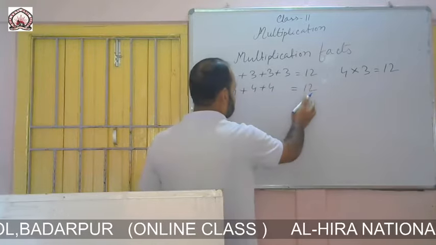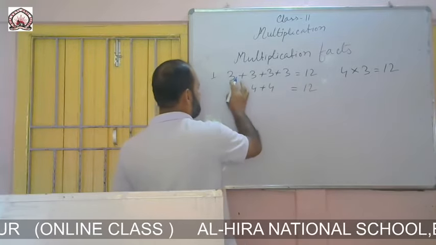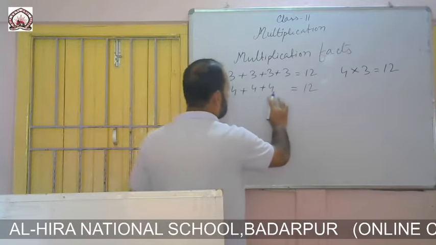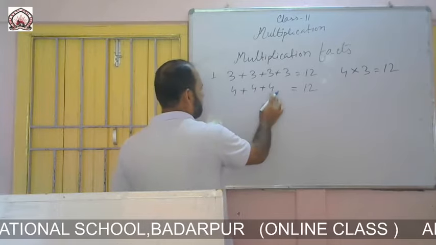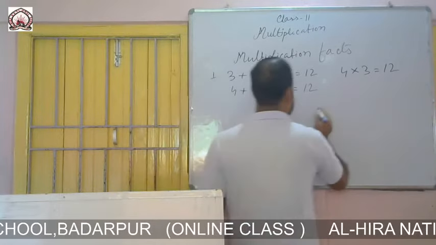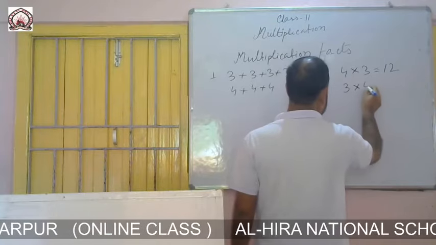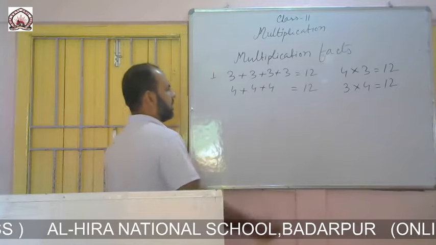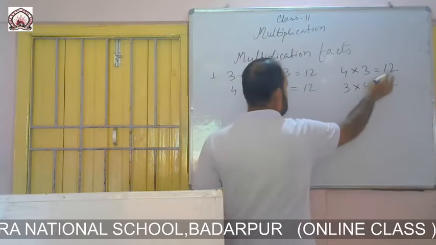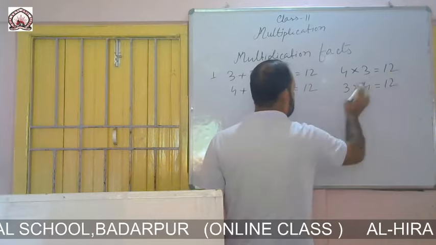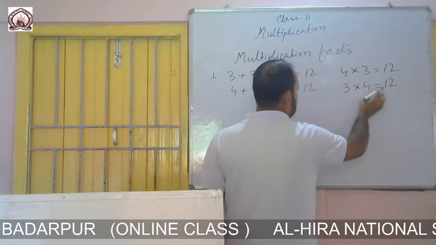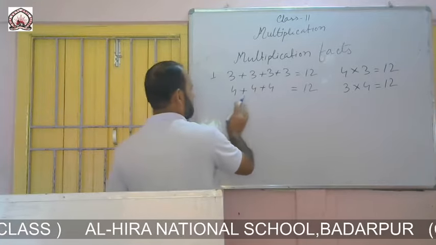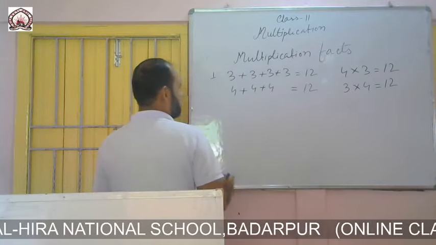So here we got 12. Here also 12. Here the answer is the same, but the difference is here 3 4 times and there 4 3 times. So here we write 3 into 4 is equal to 12. The fact is 4 into 3 is equal to 4 3s are 12 and 3 4s are 12. Difference is here 3 4 times and here 4 3 times.